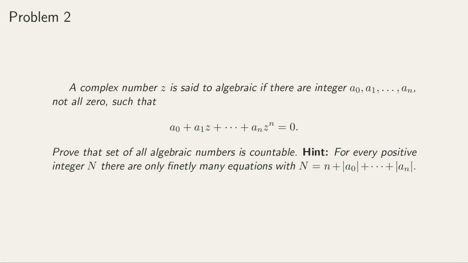Please see the hint. For every positive integer N, there are only finitely many equations with N equals n plus the absolute value of a sub 0 plus ... plus the absolute value of a sub n.